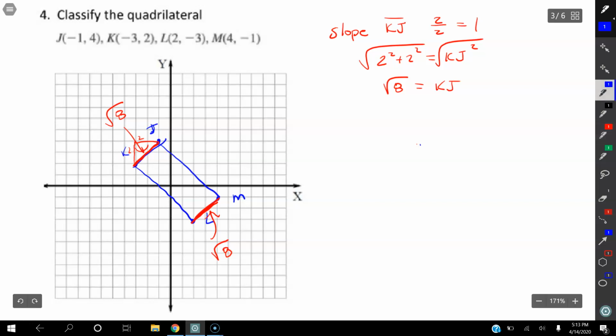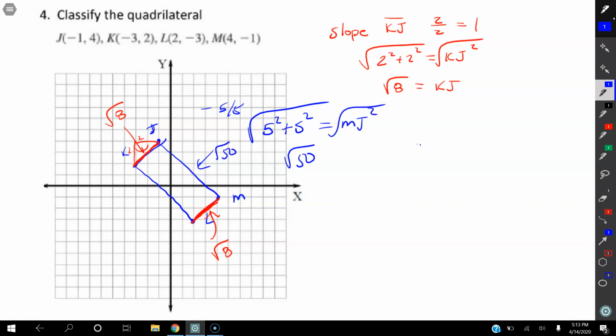If I focus on the blue slopes, the blue slopes are going down 1, 2, 3, 4, 5, over 1, 2, 3, 4, 5. So this one has a 5 over 5 slope, and it's negative, which isn't that important. But if I want the hypotenuse, the length of that, it's going to be 5 squared plus 5 squared equals MJ squared. And if I take the square root of both those sides, I get the square root of 50. So this side, square root of 50. The bottom looks like it goes 1, 2, 3, 4, 5, over 1, 2, 3, 4, 5. So it's also square root of 50. So right now, for sure, I have a parallelogram.